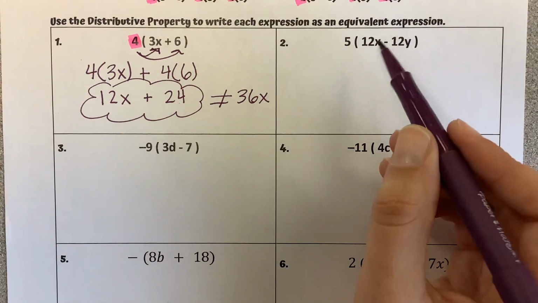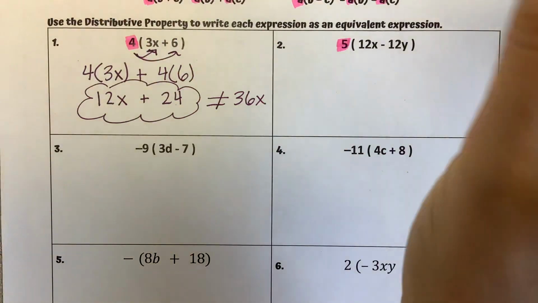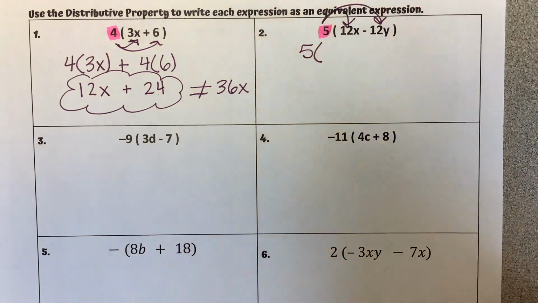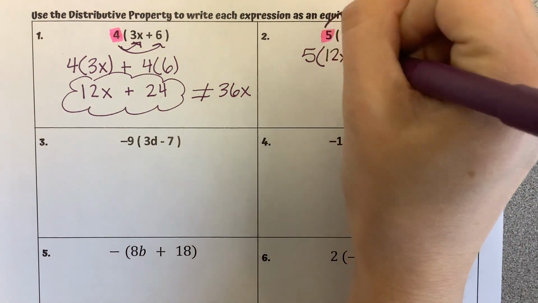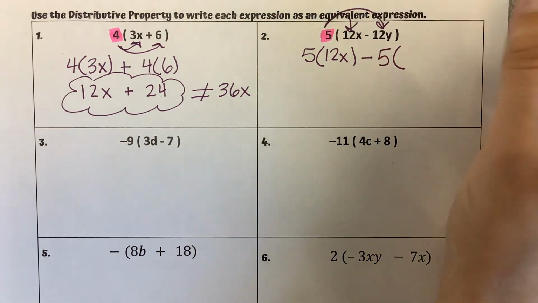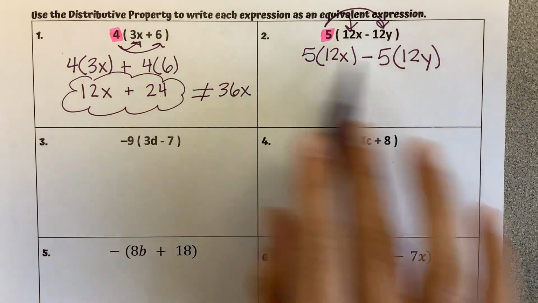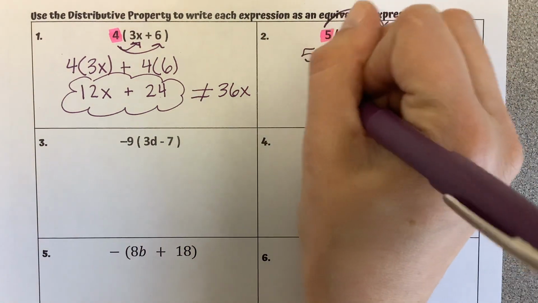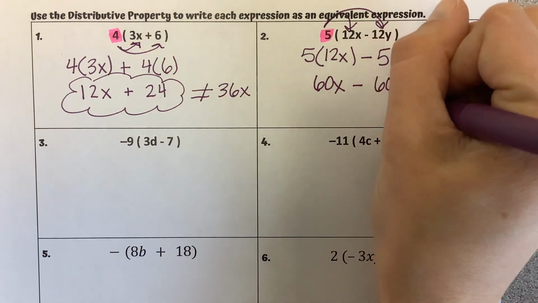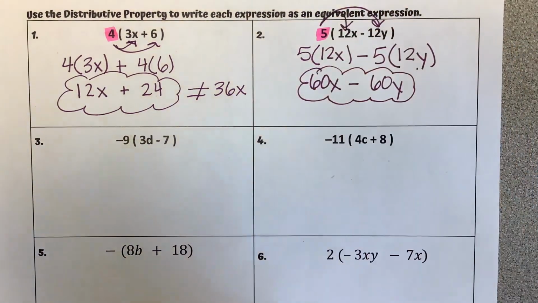Okay, number 2. We have 5 on the outside. That is the number we are distributing to both terms. 5 times our first term of 12x. We have a subtraction, minus 5 times 12y. I'm going to simplify. 5 times 12x is 60x, minus 5 times 12y is 60y. These are also not like terms. They can't be combined, so we are leaving it as that.